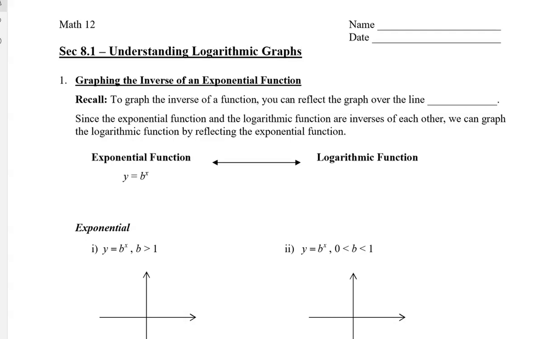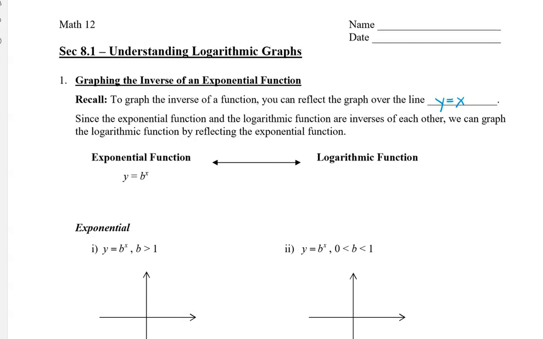In this lesson, we're going to take a look at how to draw the logarithmic graph from the exponential graph. Now remember that the exponential function and the logarithmic function are inverses of each other, so we can actually graph the log function by reflecting the exponential function. We can do this by reflecting the graph over the line y equals x, because remember that is where we reflect to draw the inverse.